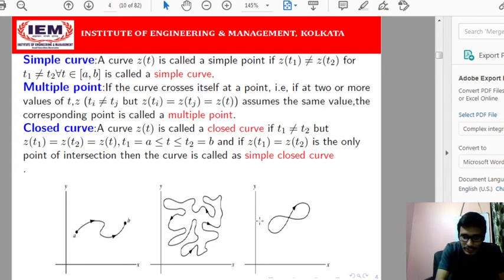So this is also a closed curve, because here also if you start from a point and traverse the path, you can come back to that same point. That means the initial point and terminal point are the same.